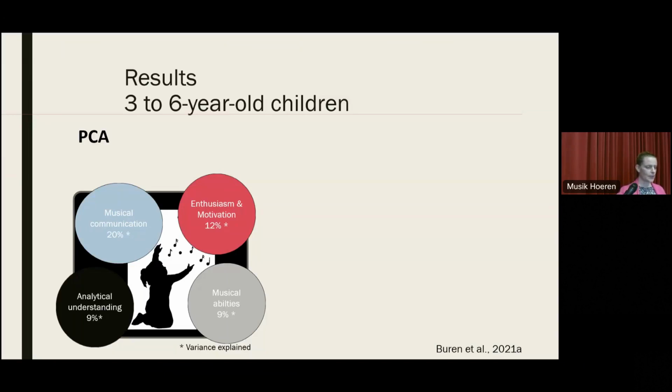And musical communication is their ability to answer musically to someone else or to connect musically to someone else. And enthusiasm and motivation is basically how much they are willing to play music or to get musically active or to listen to it, how often they seek opportunities to engage with music. And that's what we saw when parents and kindergarten teachers rated 3 to 6-year-old children.